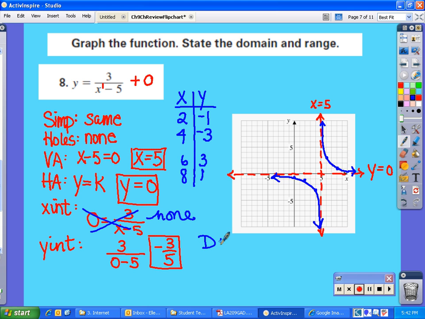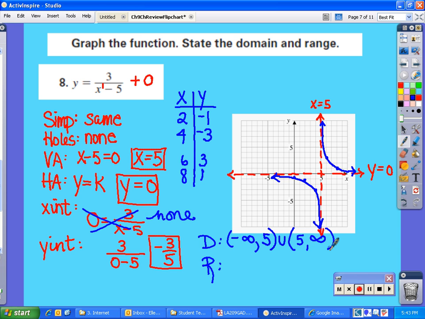While we're talking about this graph, let's talk about its domain and range. Remember, domain is the x values, and notice that these 2 branches cover all of the values from negative infinity all the way over to that asymptote at 5. It's open at 5 because it doesn't touch the asymptote, and then it starts again on the other side of the asymptote at 5 and goes to positive infinity.